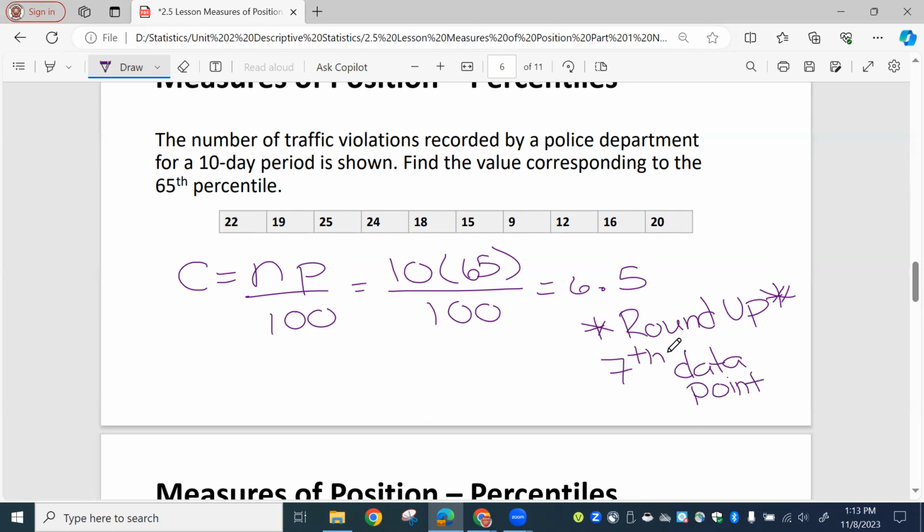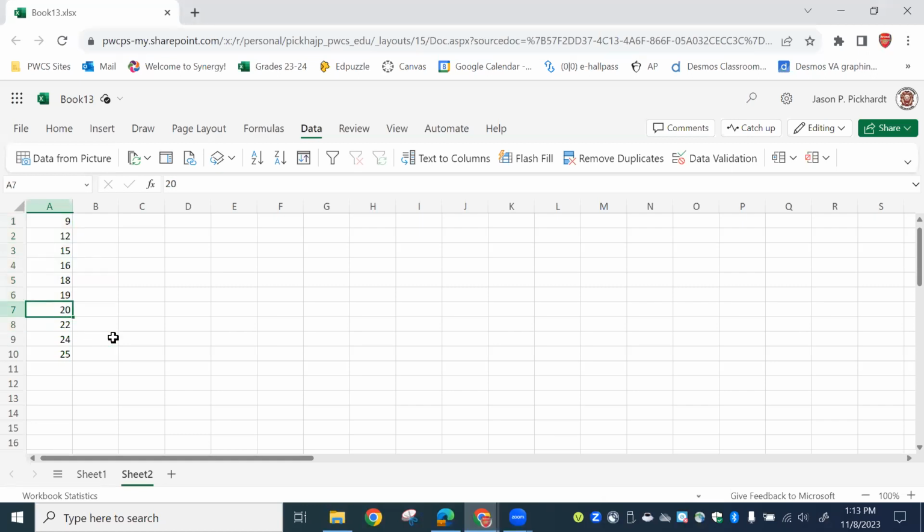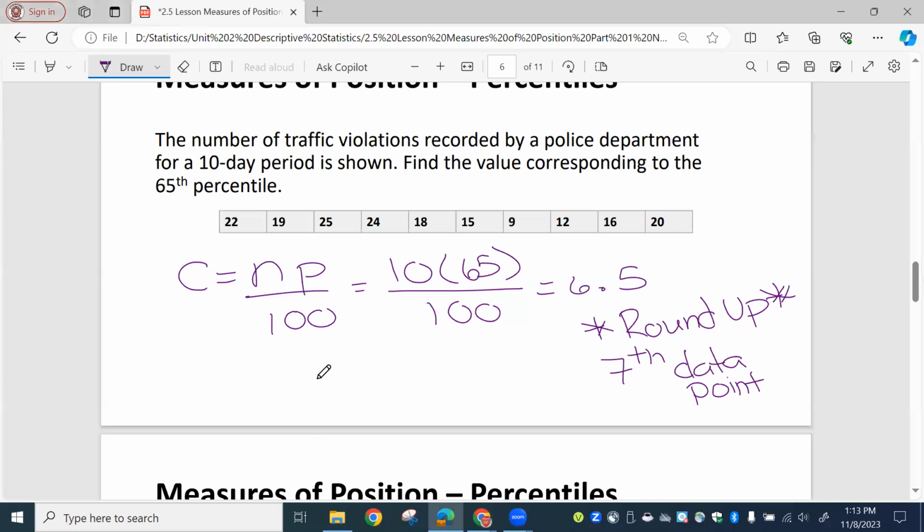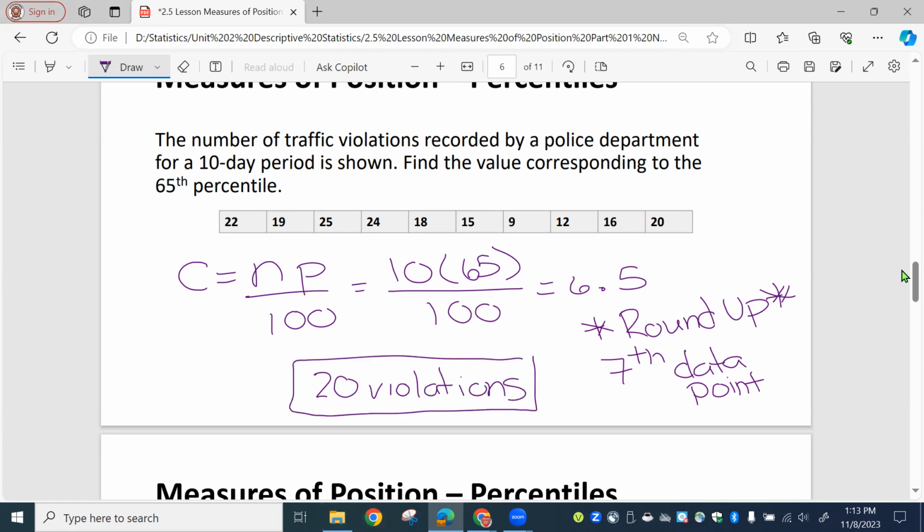So the 65th percentile is represented by the 7th data point. If we look here, our 7th data point is that data point of 20 violations. That represents our 65th percentile.